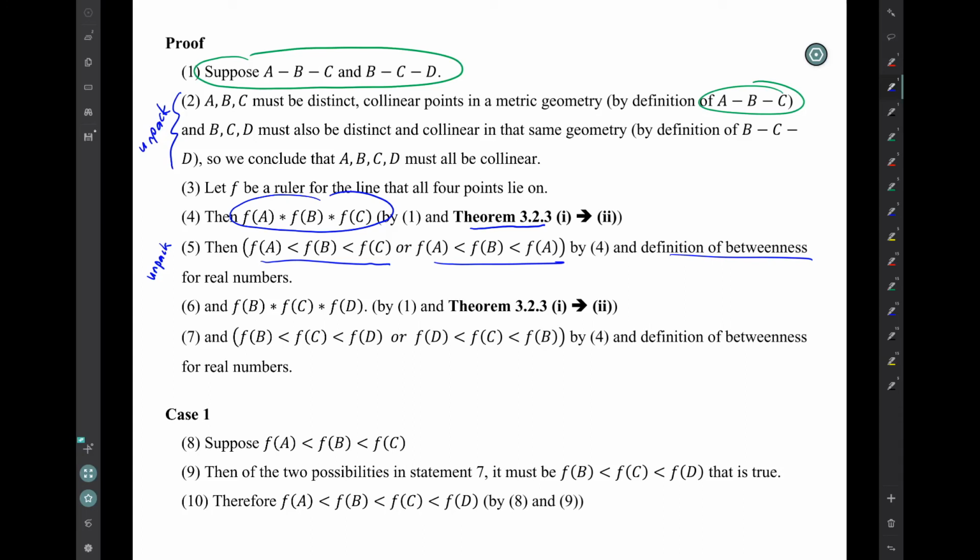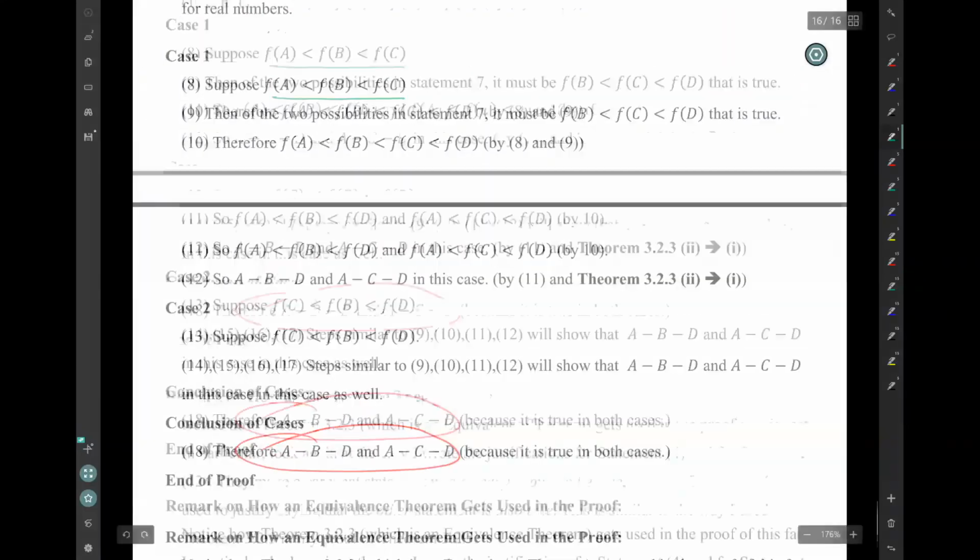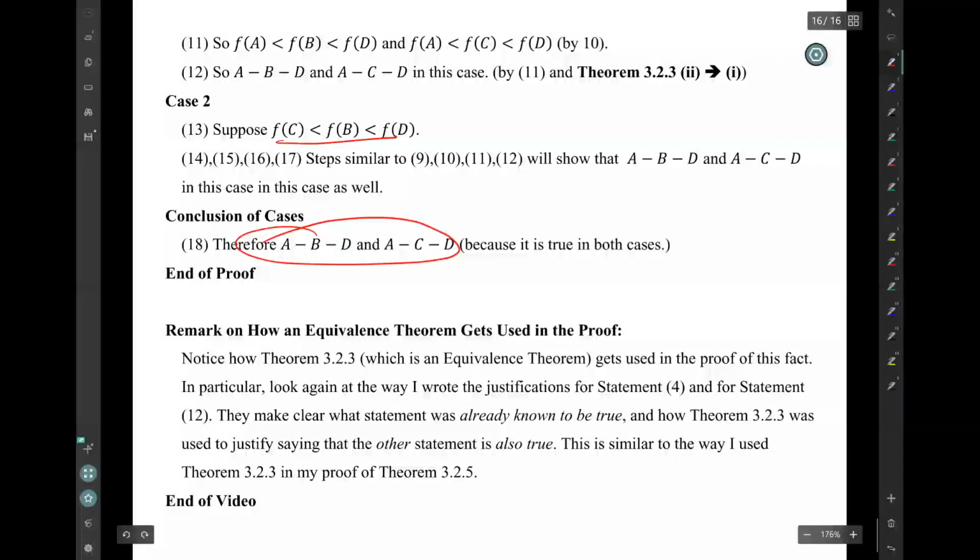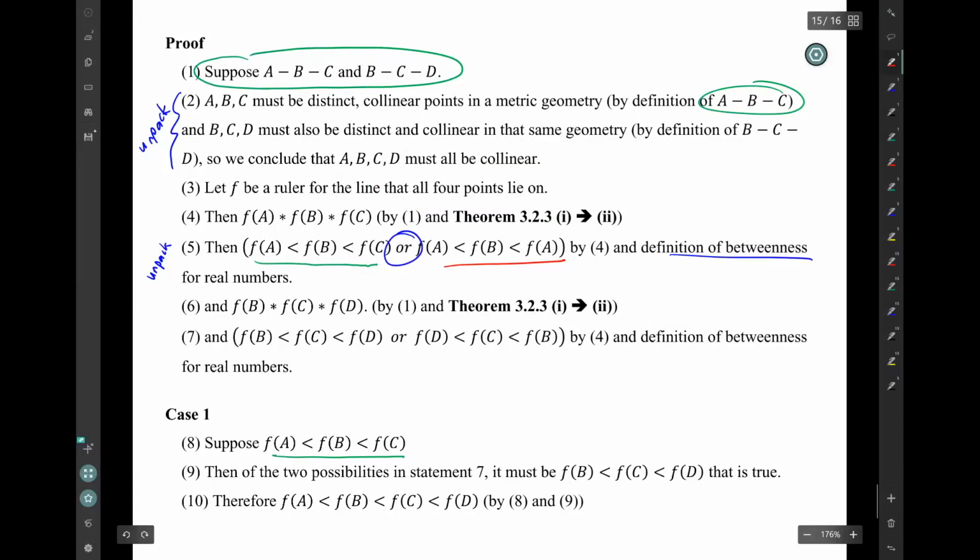And we also know that this is true. Again, we use theorem 3.2.3 again. So look, here we've got an or statement. Anytime you have an or statement in a proof, you know that you can follow it up with a proof by cases. So there's going to be two cases. One is the case where this is the inequality that's true, and the other case is when this inequality is true. So we're going to get two cases from this big or statement.